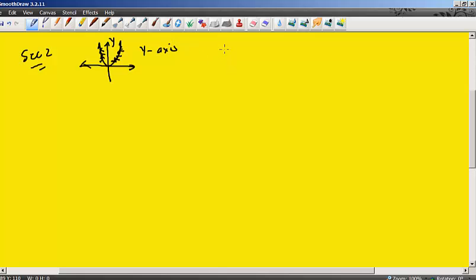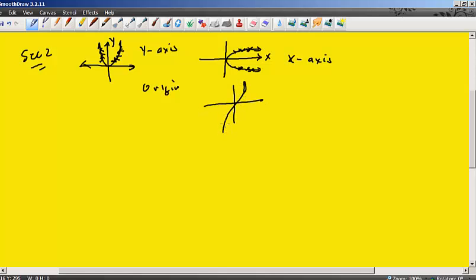Okay, and then what does symmetry to the x-axis look like? Symmetry to the x-axis looks like this when the graph gets folded on the x-axis. These points here, all these points will fall on top of these points. Then we say symmetric to the x-axis. And what is symmetric to the origin? Symmetric to the origin is a graph that looks like this.